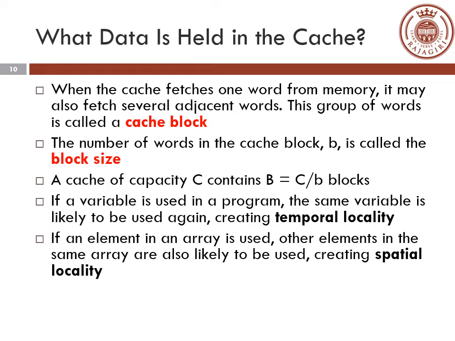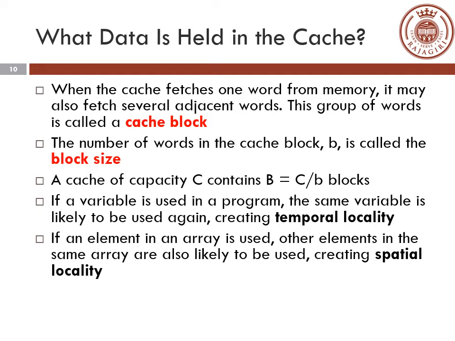So normally when the cache is going to copy some data from the main memory, it won't be copying a single word. Instead, it will fetch a group of adjacent words, and that group is known as a cache block. The number of words inside this cache block is known as the block size. If the cache has a capacity C, you are going to have C by B blocks present inside the cache.